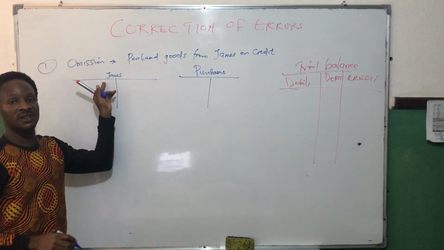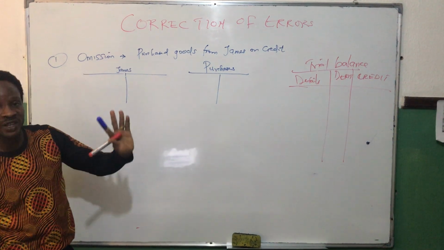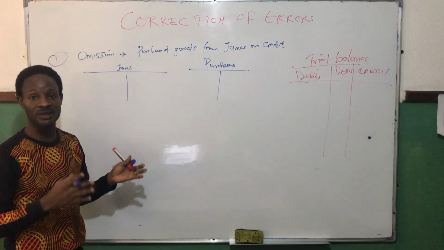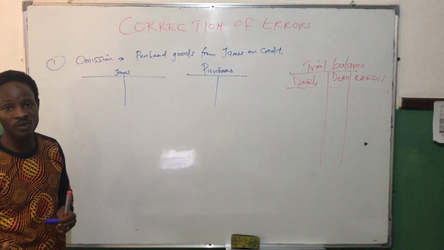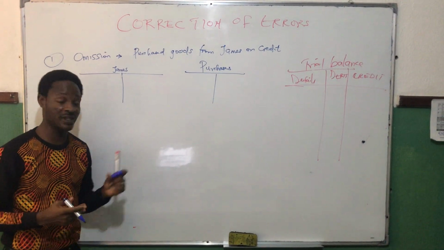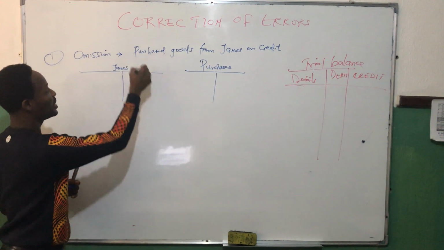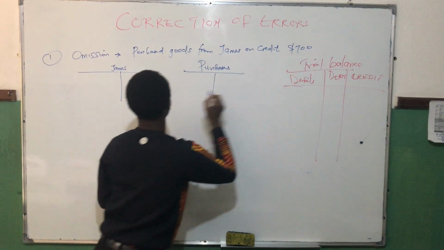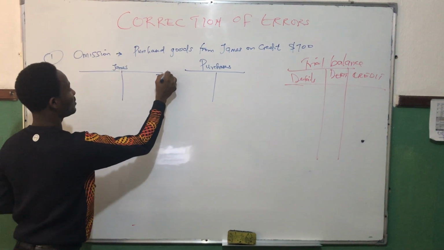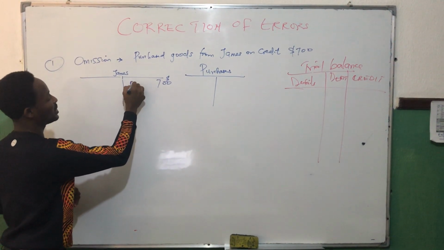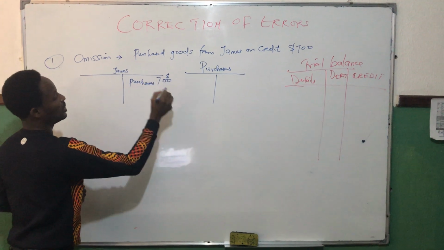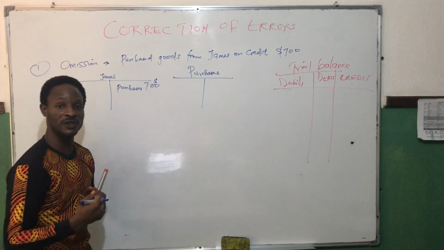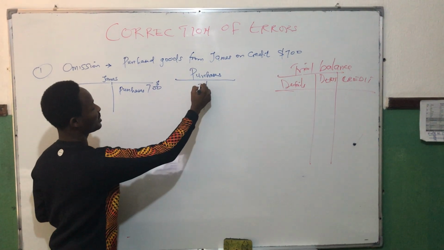Mr. James or James Enterprise is the one giving out goods. That means we credit. This principle of debit and credit is explained in Accounting 101. You may watch it again for emphasis. So James is giving, so we credit, let's use $700. So $700, purchases. Then the purchases account is debited because goods have been received by the firm. So it's going to be debited.